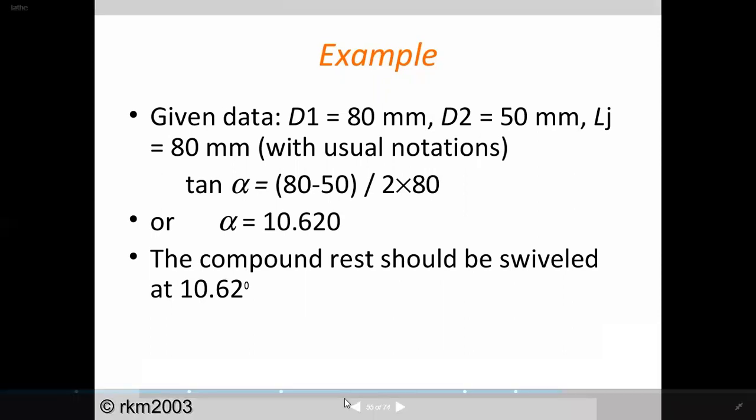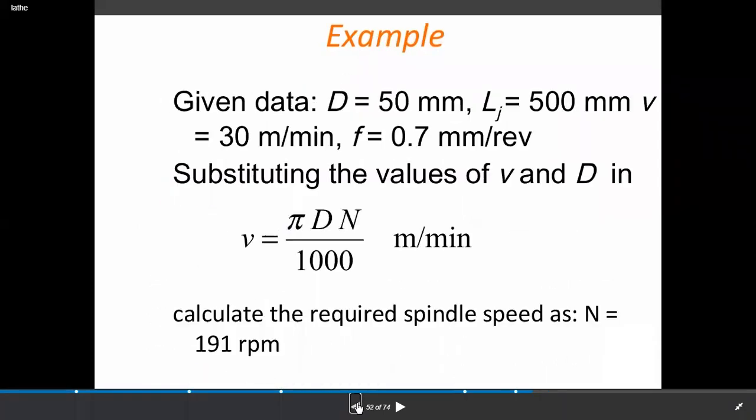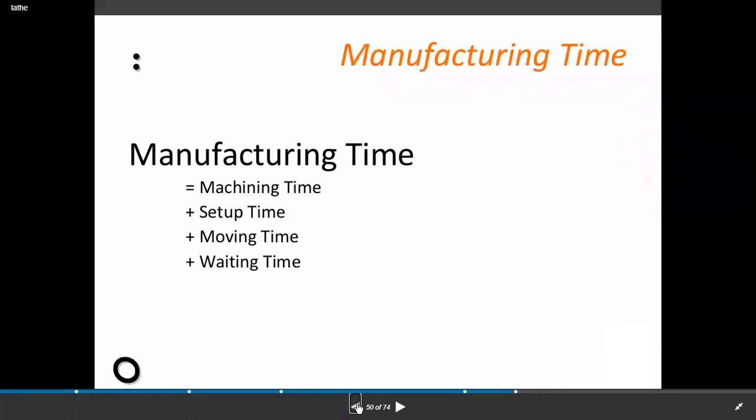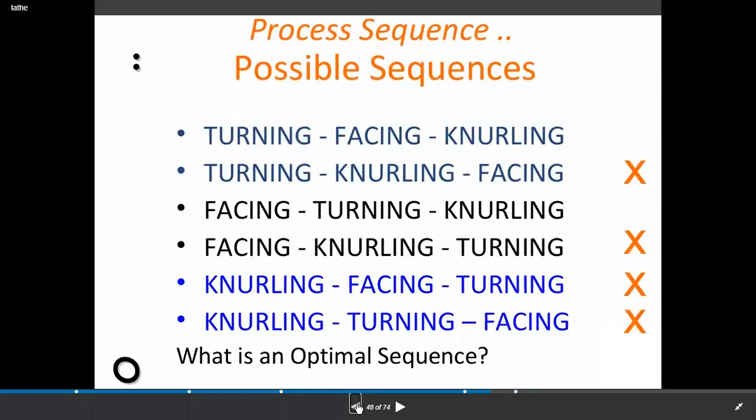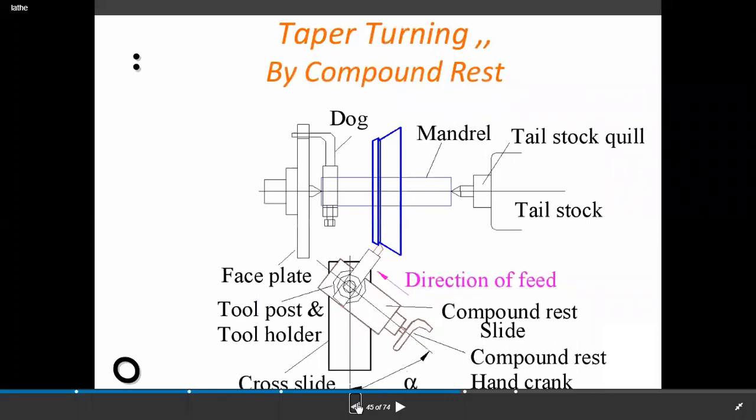When I have to swivel the compound rest, we saw earlier, right, 10.62 is the answer. So I have to swivel my compound rest by this many degrees in this taper turning. You can see in that drawing actually. So this is a compound rest. This 10.62 that has come is that alpha value. So in that value I have to swell that compound rest so that the alpha angle is produced.